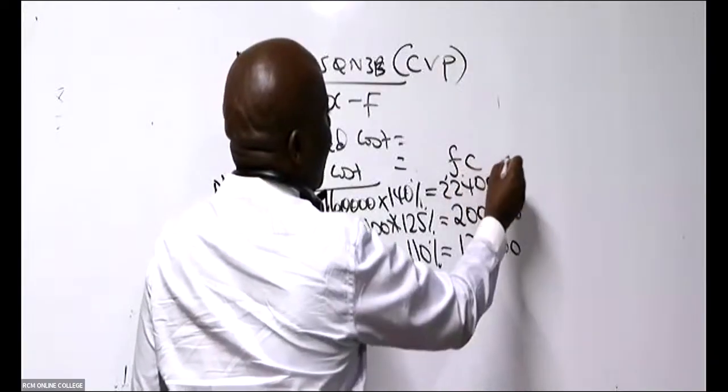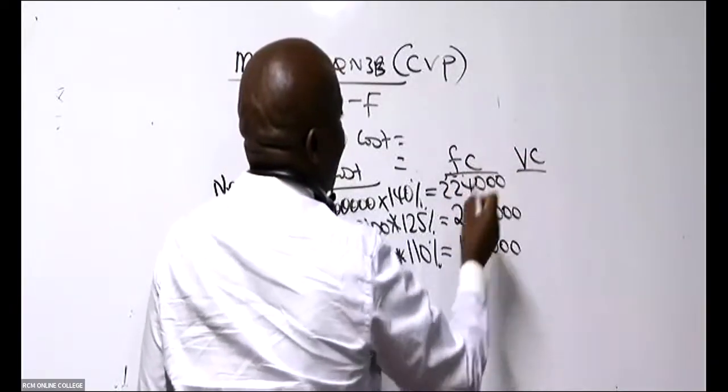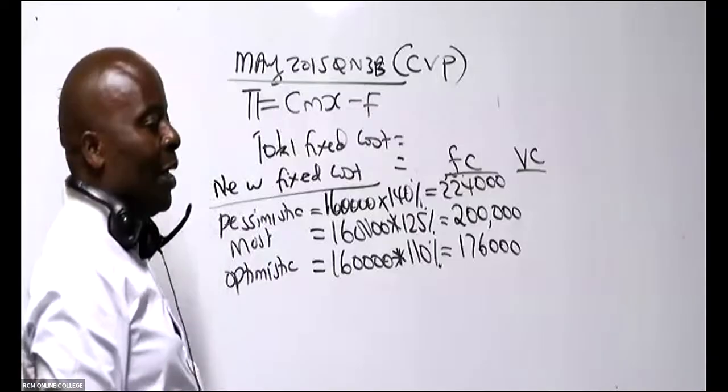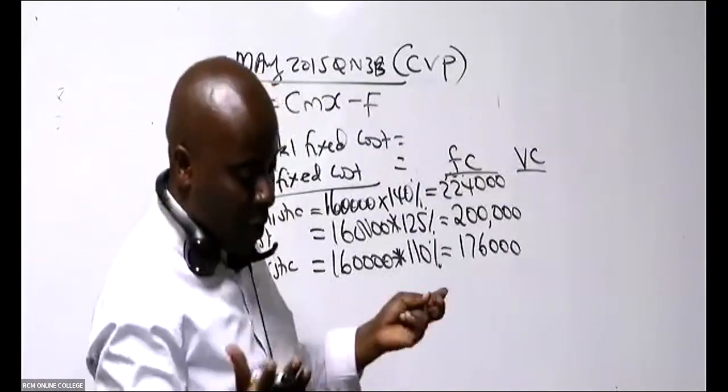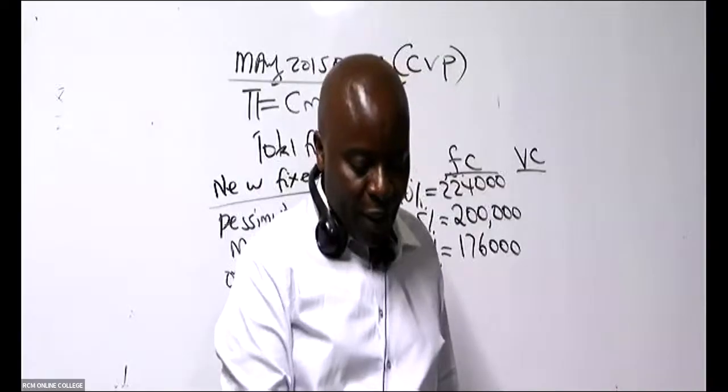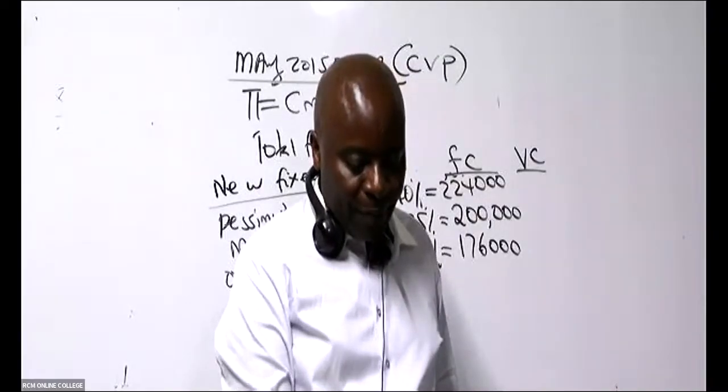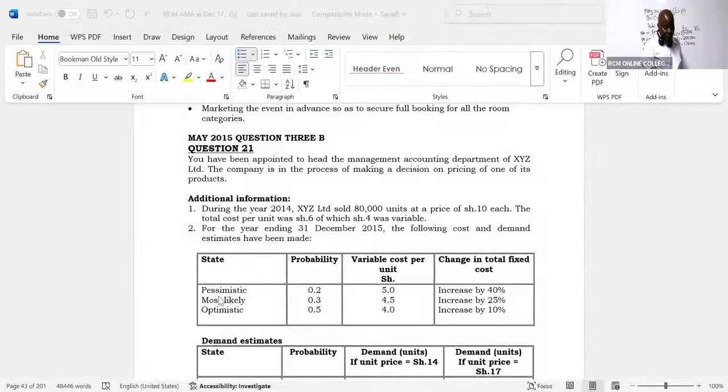So within the states, we should have a column here for variable costs. Variable costs, they were gracious enough. They gave us the figures under each estimate. Very gracious examiner. He told us here, you can see variable cost. Pessimistic is 5, 4.5, and then what here, somebody? 4. So 5, 4.5, and then 4, like that. Great. We are making serious progress. Then you can see demand estimates.